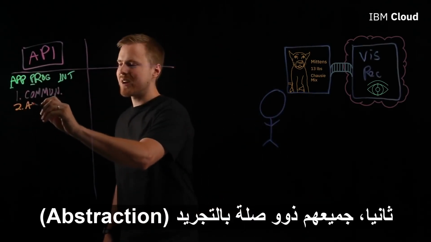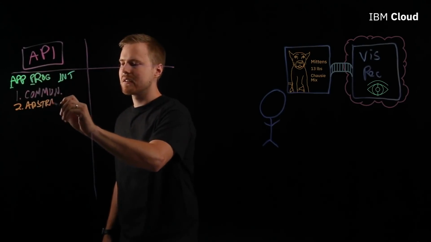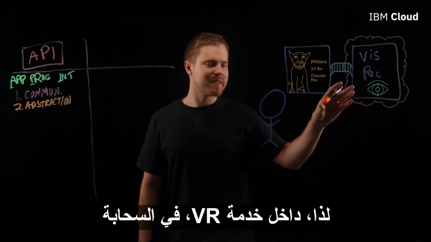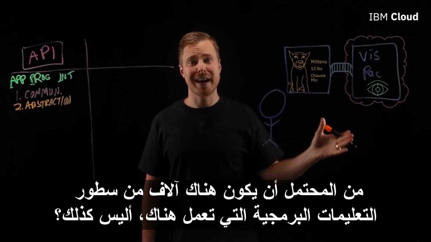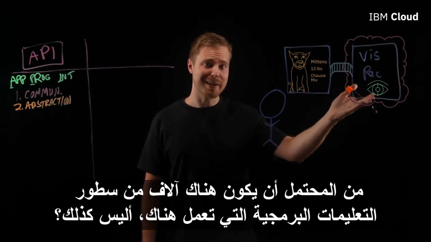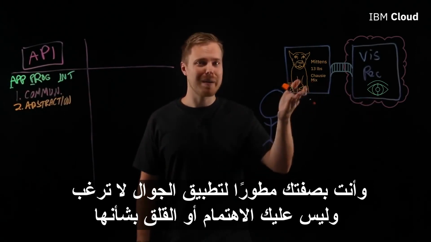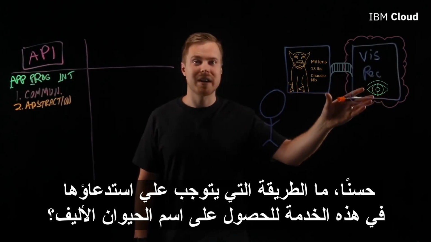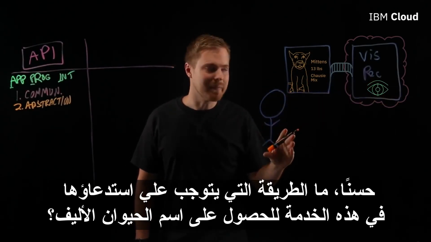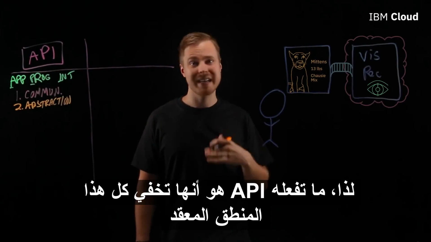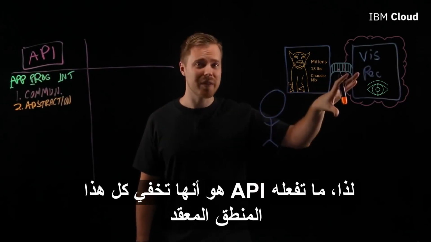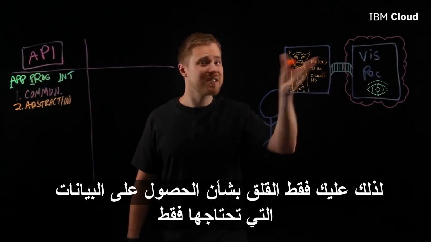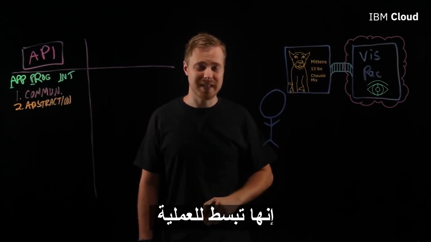Next, they're all about abstraction. What does abstraction mean? Inside the VR service up in the cloud, there's potentially thousands of lines of code running up there, right? And you, as a developer of a mobile app, you don't want to have to worry about which method in this service do I call to get the pet's name. So what an API does is it abstracts away all that complicated logic, so you just have to worry about getting just the data you need. It simplifies the process.